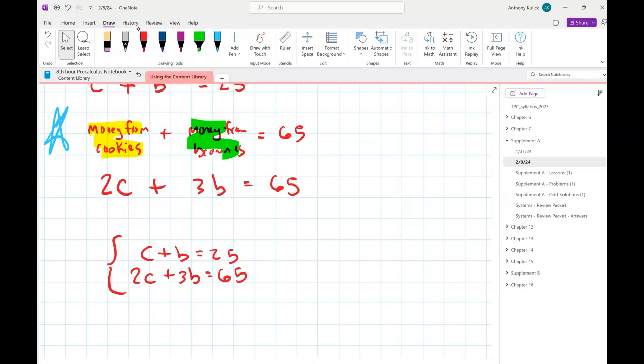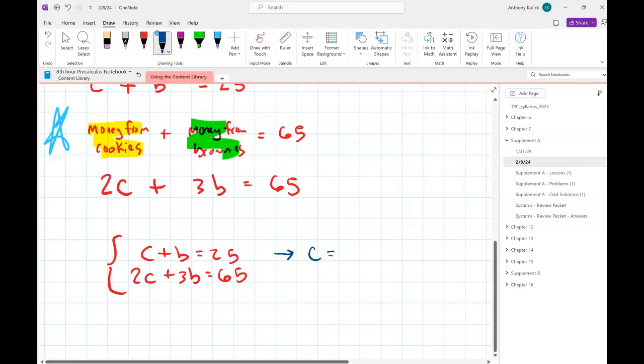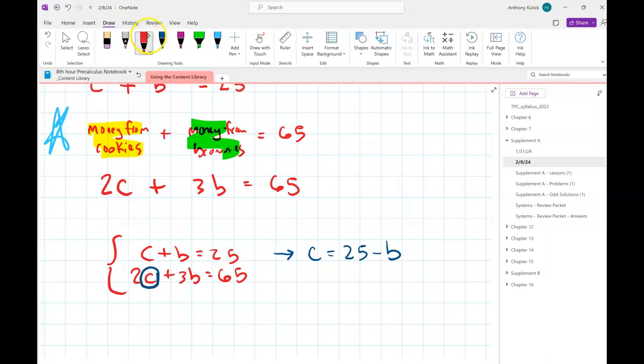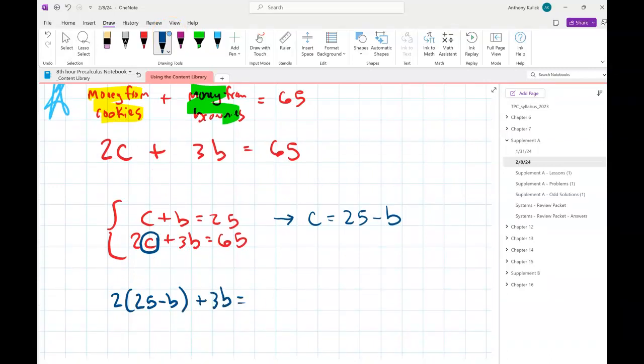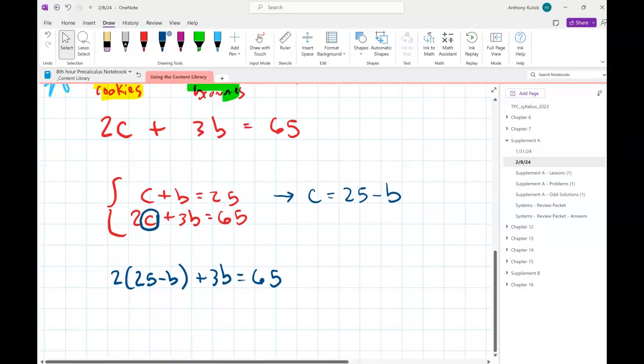Do substitution. Great. So what are you gonna do to start that? C equals 25 minus B. That's true. What are we going to do with that? Plug it into this other equation, right? Okay. So I'll distribute that 2 through.